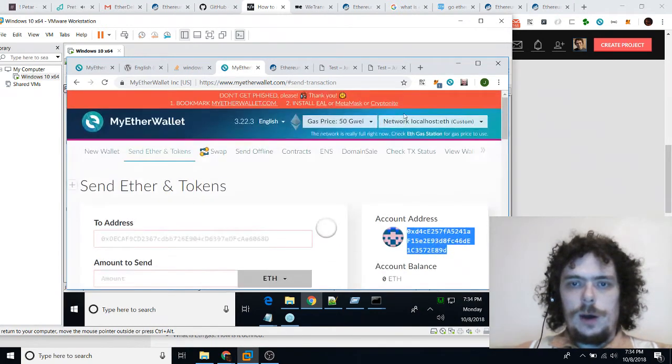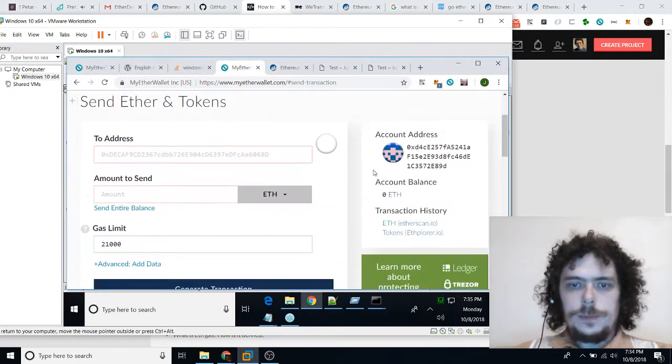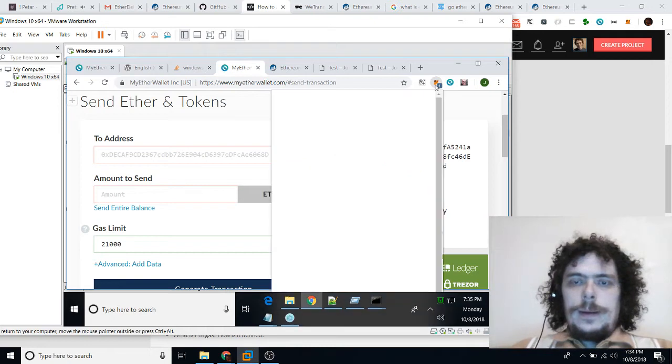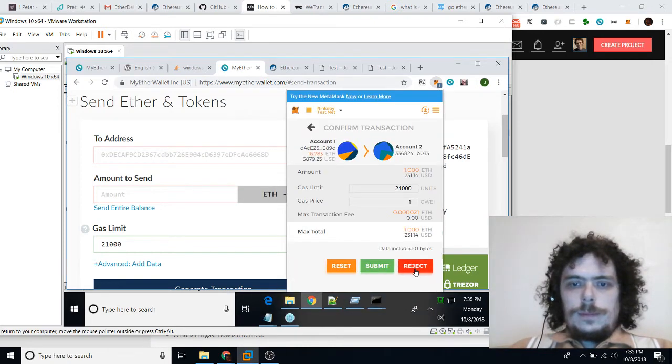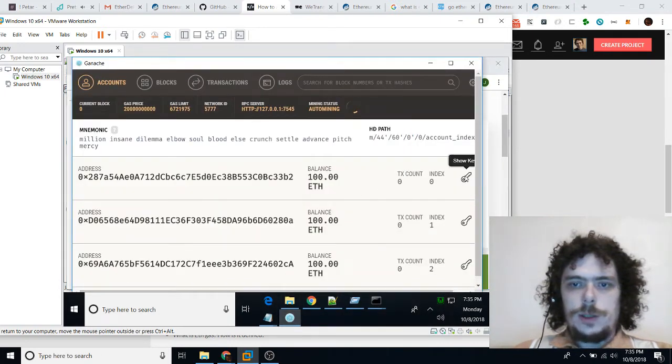It's got 0 ETH on my localhost network. We could actually use a different MyEtherWallet or MetaMask. We could import one of my Ganache addresses just so we have some Ether to send.